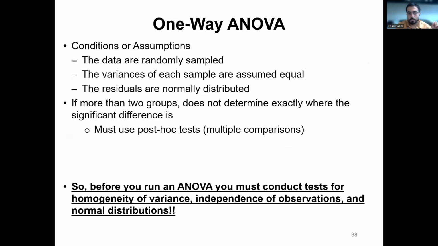So these are our conditions or assumptions for one-way ANOVA. The data are randomly sampled. The variances of each sample are assumed equal. The residuals are normally distributed. And also our dependent variable should be at interval or ratio level. So before you run an ANOVA, you must conduct tests for homogeneity of variance, independence of observations, and normal distributions.